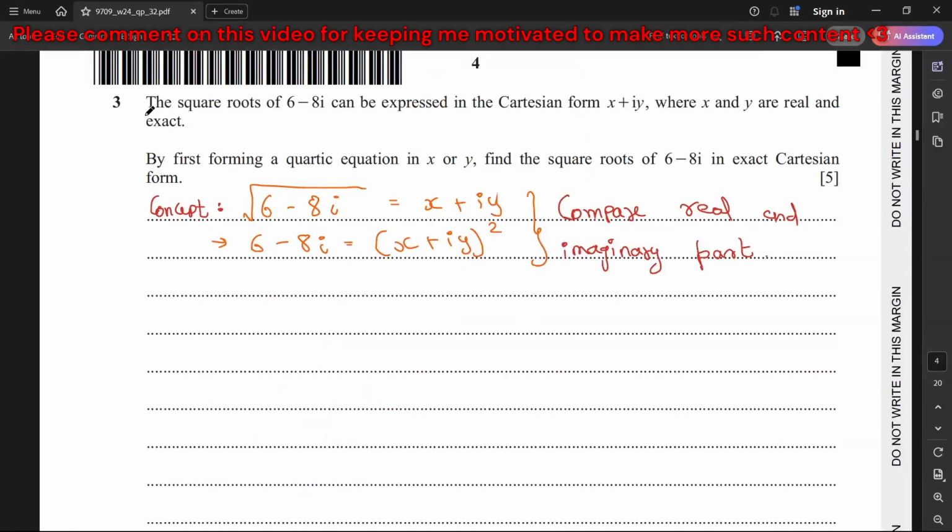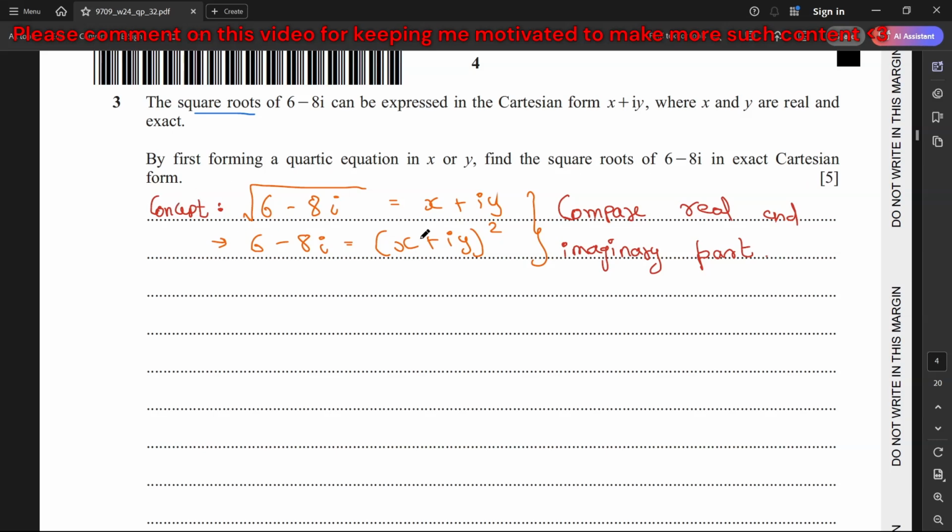And now for question 3, the square roots of 6 minus 8i can be expressed in its Cartesian format in the format of x plus iy, where x and y are real and exact values. By first forming a quadratic in terms of this x and y, we have to find the square roots for this 6 minus 8i in that Cartesian format.